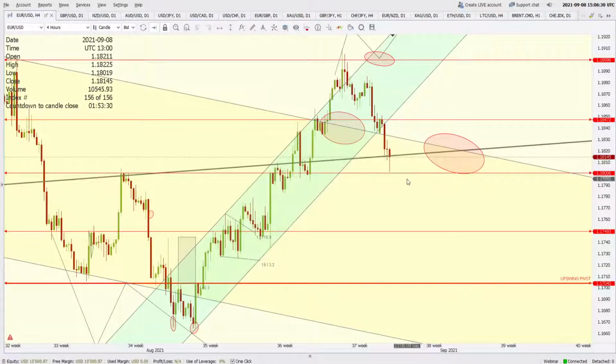So for the horizontal levels, the fresh support is at around the 1.1800 region, and the fresh resistance is at around the 1.1847 region. And this line and this falling channel's resistance line will also act as fresh resistance for the price if the price goes up from here.